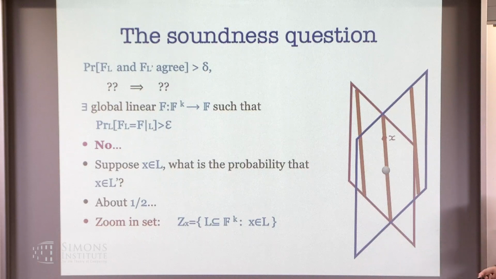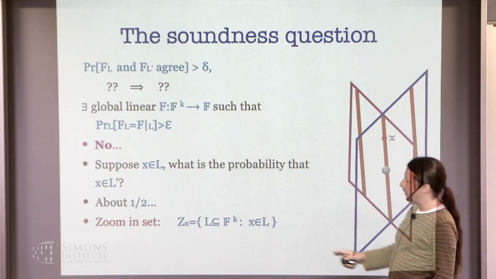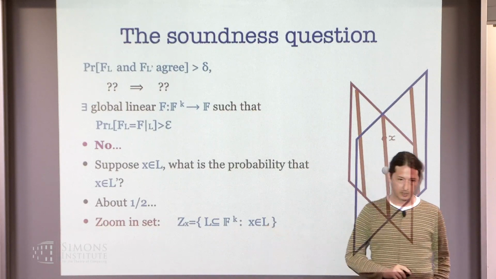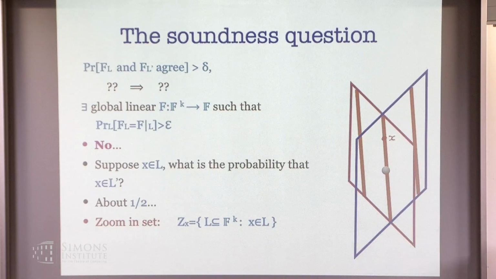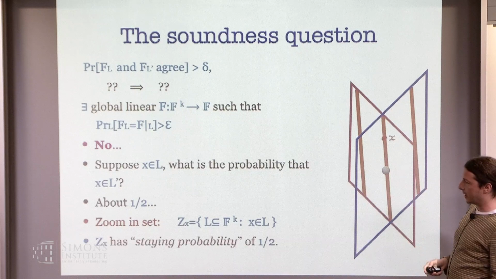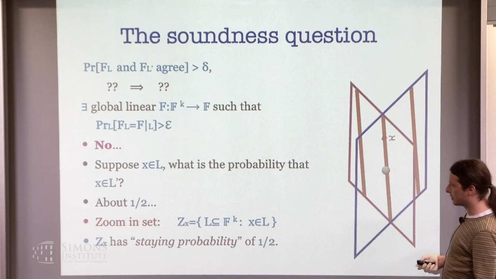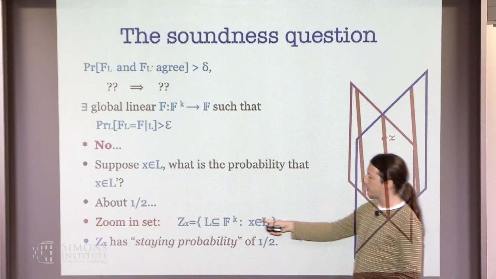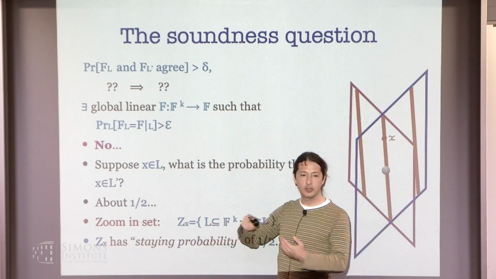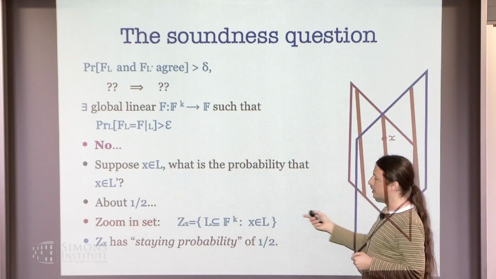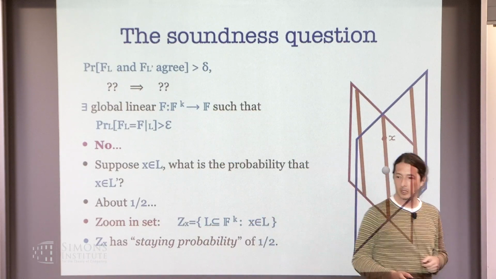Here's another way of saying it. Define Zx to be all the subspaces that contain X. That's called the zoom-in set for X. So that's all the L's that contain X. And what we just said is that Zx has a staying probability of 1/2. If you start at an element of Zx and then you go to a neighbor, this neighbor is also going to be in Zx with probability 1/2.